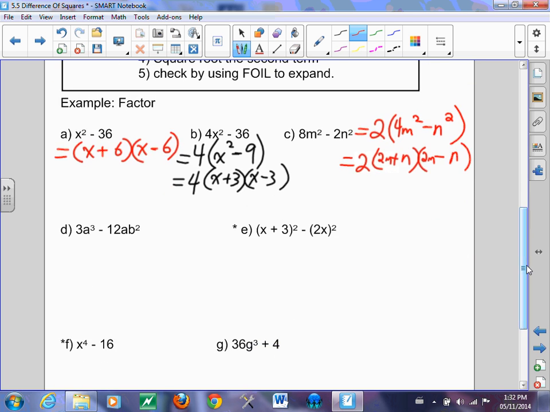All right. Couple more here. We've got some starred ones coming up. They're lovely. I love them. I know you get excited, right? They always get harder.